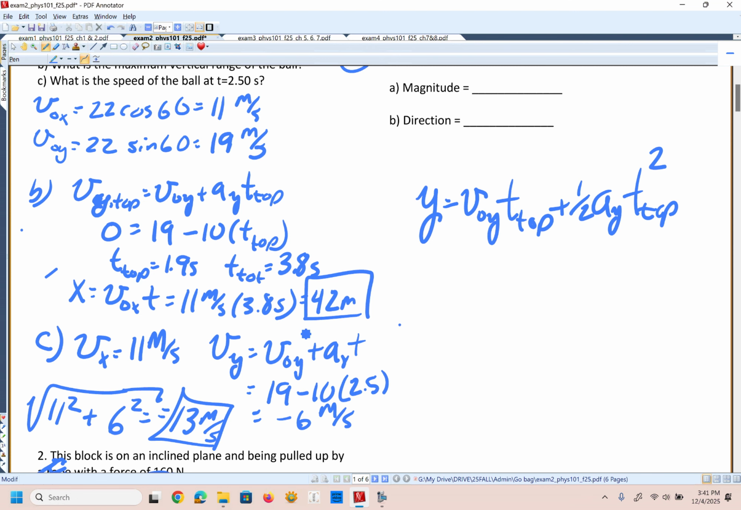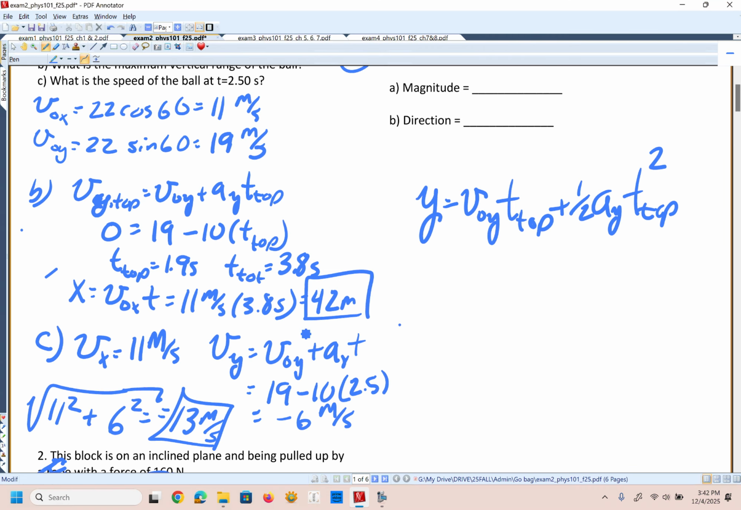I always like to find the initial components, just v naught x, v naught y, you're going to need them both. And then here I was looking for the horizontal range. You have to find the time at the top, utilizing the fact that Vy at the top is 0. When it goes to the top of the trajectory, it goes to 0. And then you can find that time. And then you want to find the total time, so you just double it because it's symmetrical.